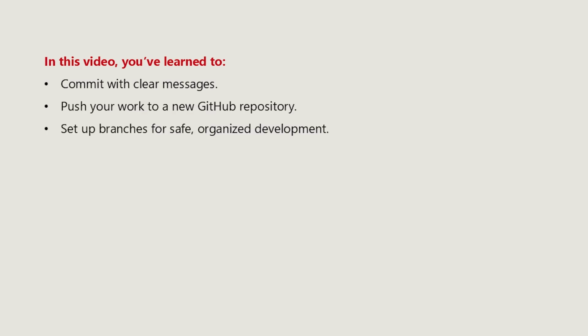You learned how to commit with clear messages, push your work to a new GitHub repository, and set up branches for safe, organized development. Now, you have the tools to track changes, collaborate, and ensure a stable project. Try it yourself. Set up a GitHub repo, commit with clear messages, and create a branch for new features.